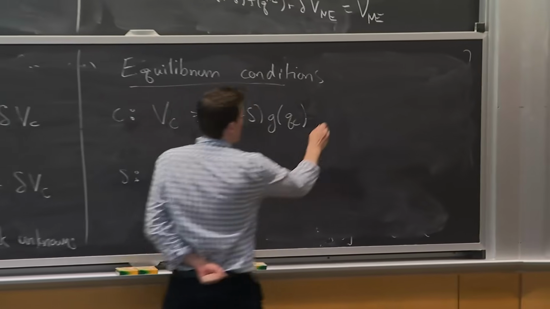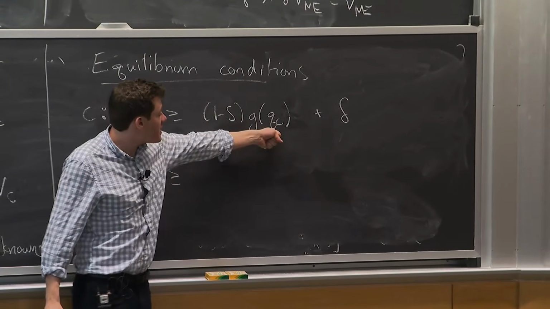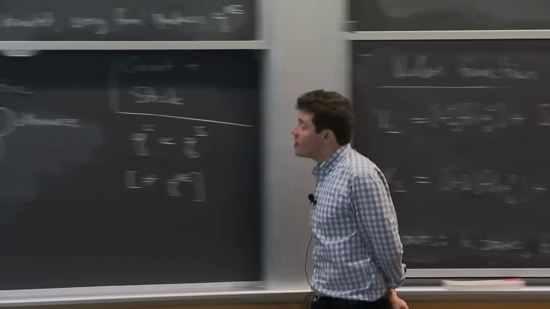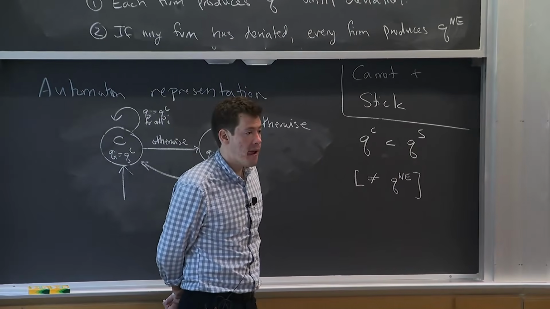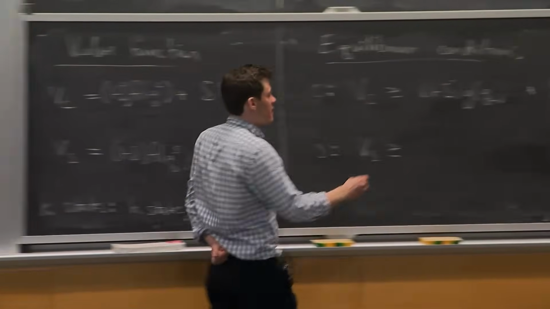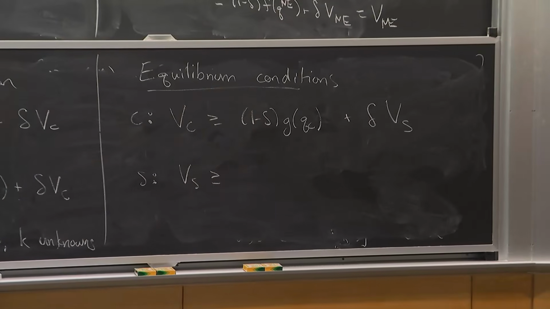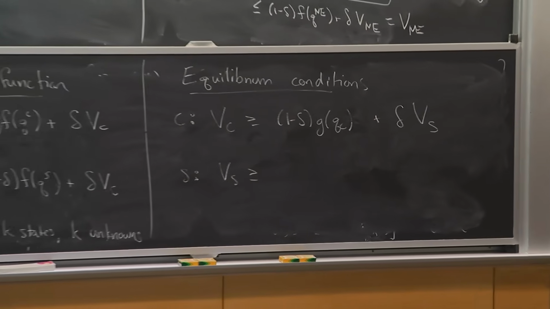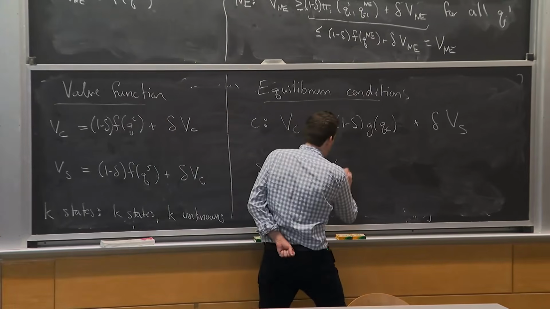Okay? So this says if I choose the best deviation today, this is what I get today. If I deviate, what state are we going to be in tomorrow? Yeah, exactly. So now we're going to get VS over here. Okay? And now I think this is the hardest one, and we'll stop here. Now we're in the stick state. We're going to choose our best deviation in the stick state.